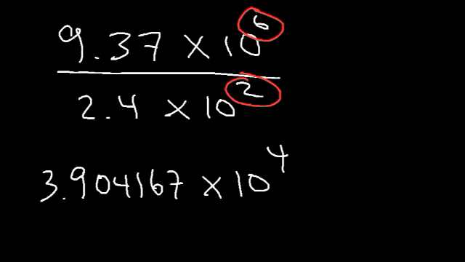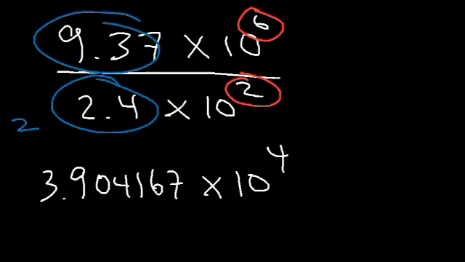So now we can round. Here we have 2 sig figs, here we have 3. So we've got to round to 2. So the final answer is 3.9 times 10 to the 4.